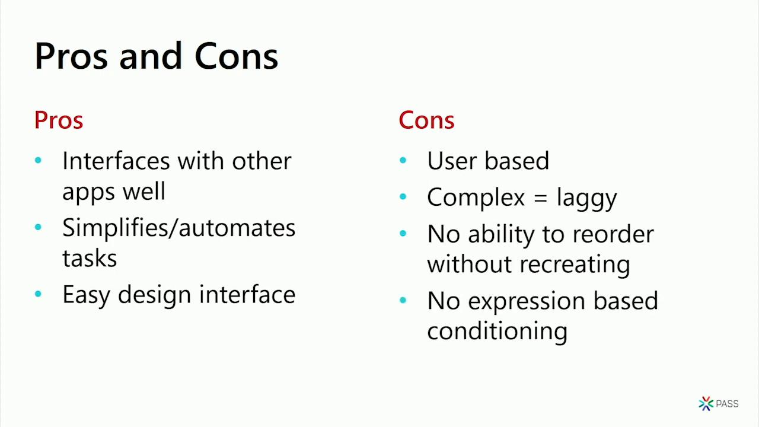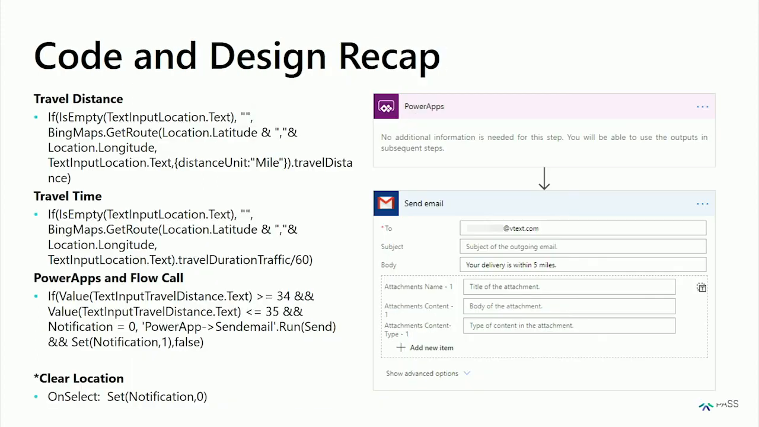And there's no expression-based conditioning, so it is what it gives you, essentially. Now, from PowerApps, I can choose to pass a variable over to it and call that from there, but it doesn't give me any kind of expression language to code myself in PowerApps. This is just, again, some recap code design type stuff in case you want to rebuild this.